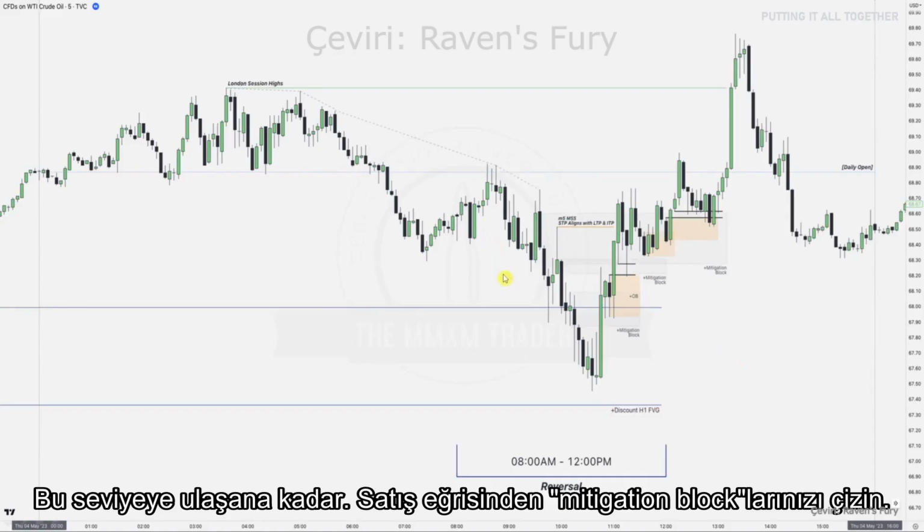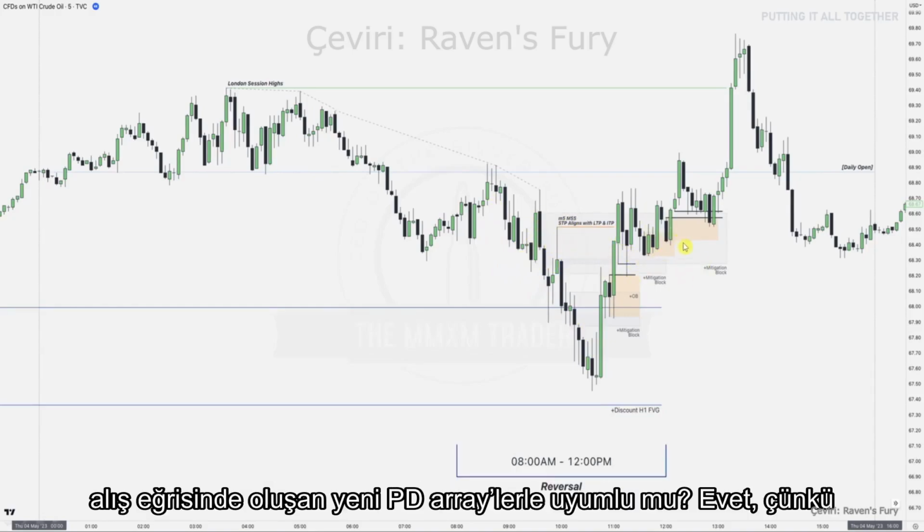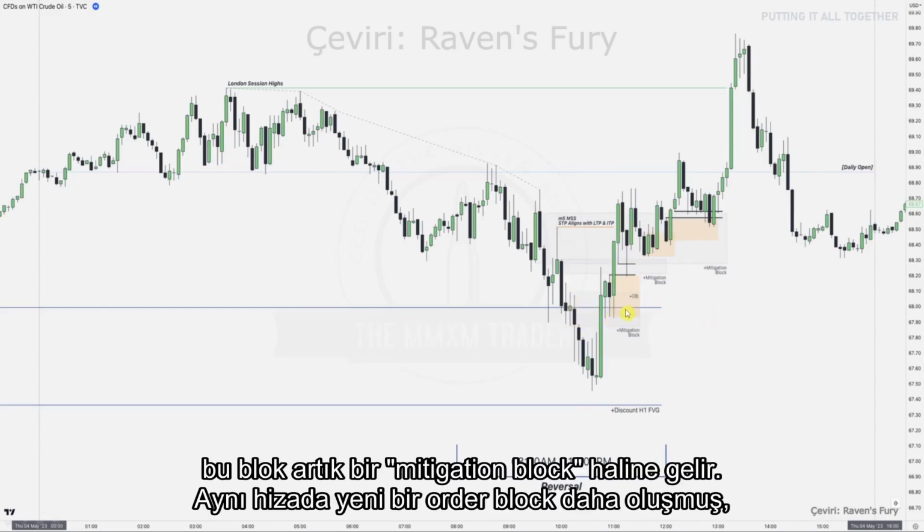Draw out your mitigation blocks, right, from the sell side of the curve, as we learned in the core concepts, right? Those mitigation blocks over here, and are they in line with those fresh PD arrays being formed on the buy side of the curve? Yes, they are, right, because we had this bearish order block down here, which becomes a mitigation block once we go into the buy side of the curve.